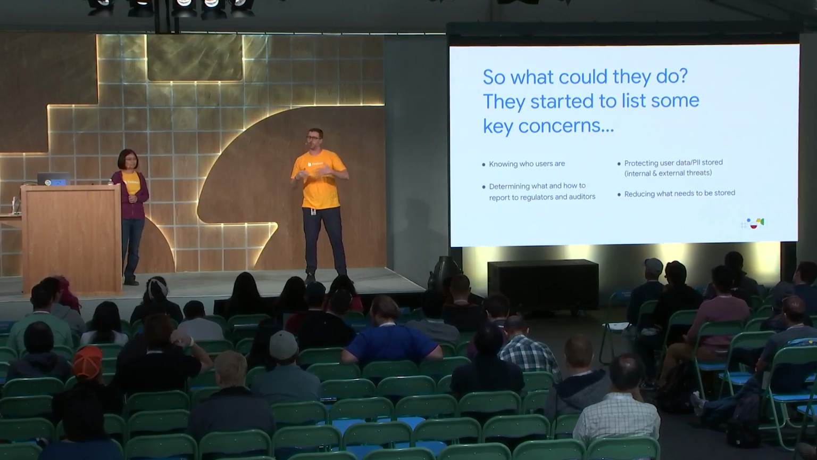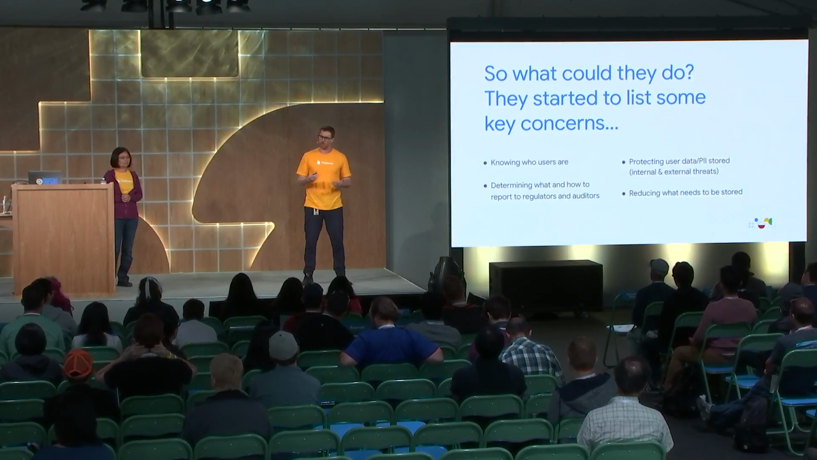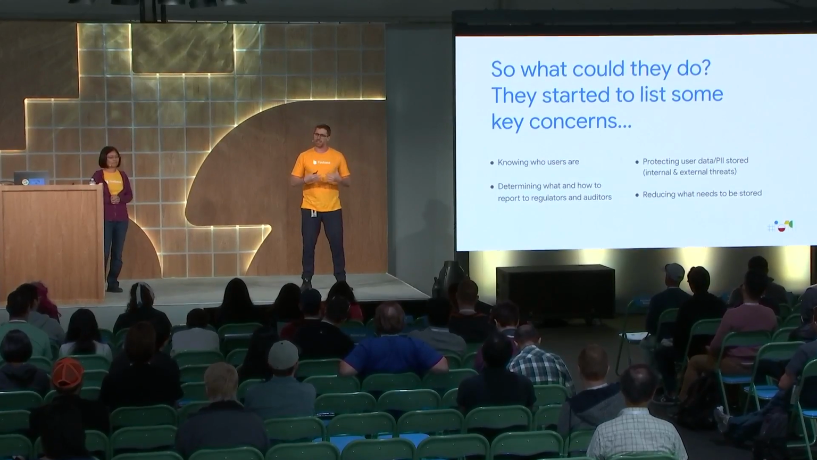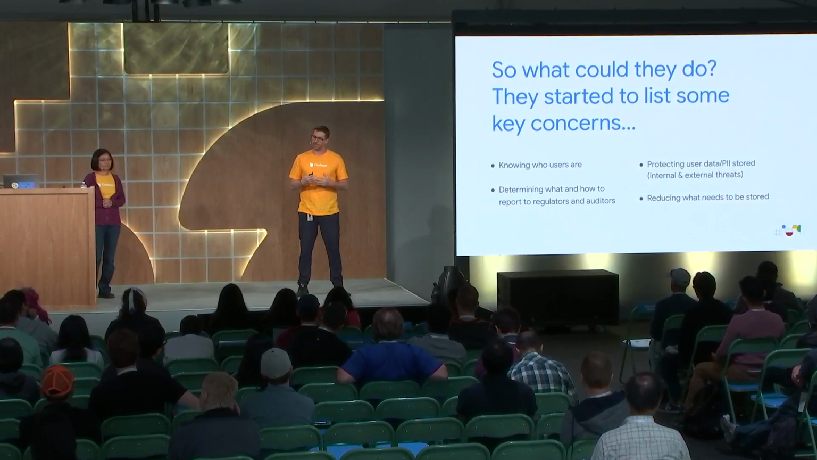They needed to know how to report to regulators, to auditors, to compliance and things like that. They needed to protect user data, protect bank account information, to protect all those sort of things. And not just from outside risk and hackers and things like that, but there's also insiders as well. Insider risk is a very, very real thing. And one way to do that, they thought, maybe we can reduce the amount of data that's stored for each user.